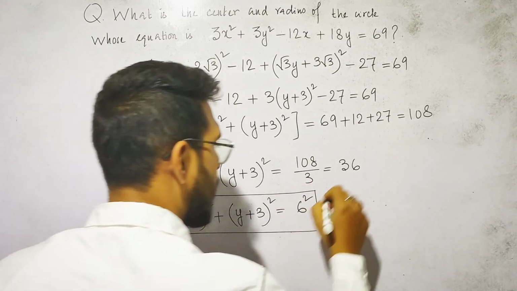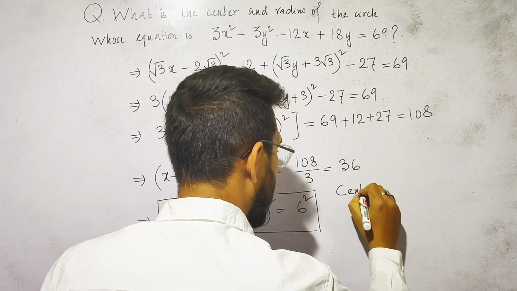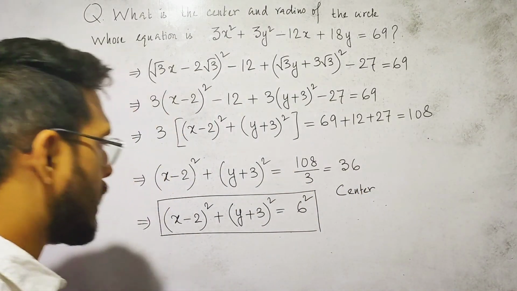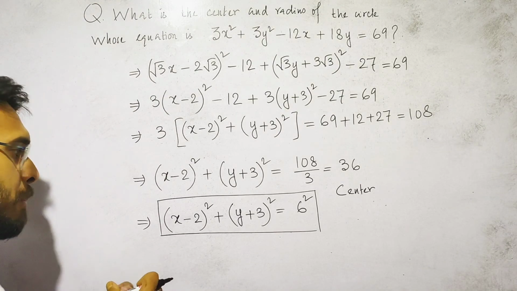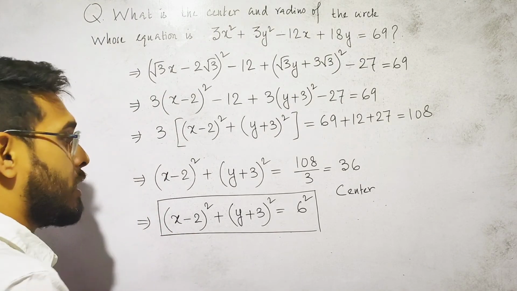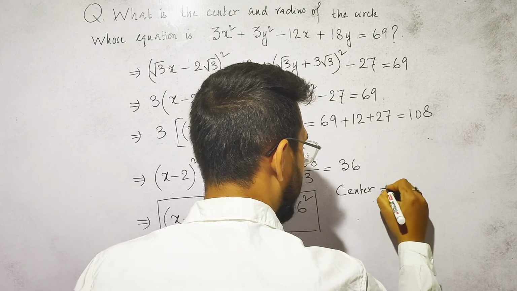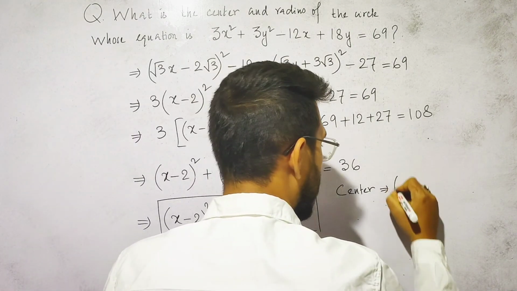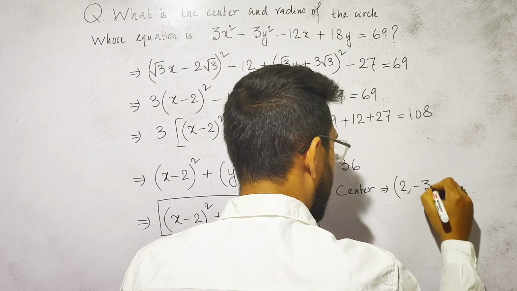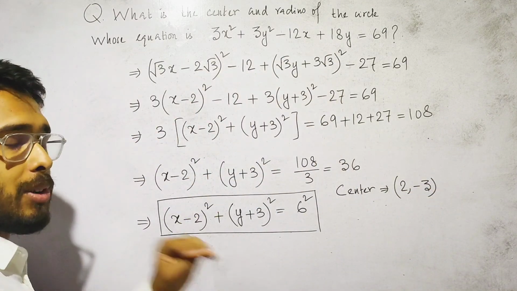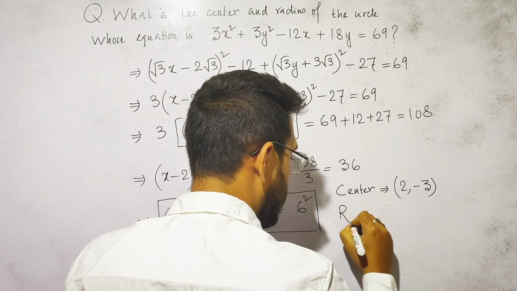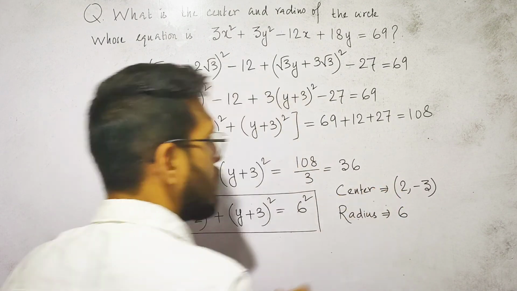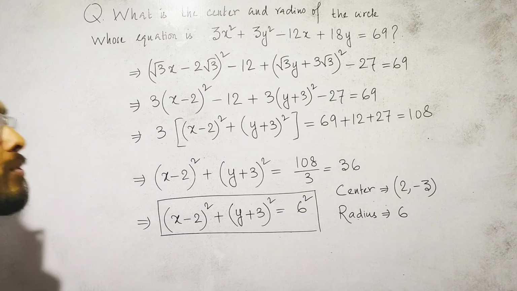The first being the center. So what is the center? If you compare this with the standard equation which I had started the lecture with, then you are going to get the value of h as 2, value of k as -3, so obviously the center would be 2, -3. And if you are talking about the radius, the radius is going to be obviously 6. So that is the answer of this question.